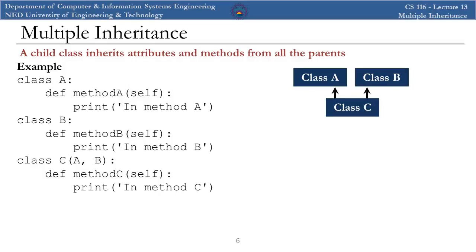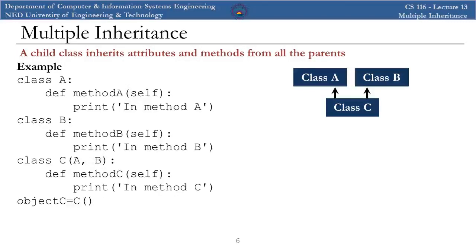So now if I instantiate an object of class C like this, that means this object is inheriting all the methods and attributes of the parent classes. So method C is accessible because that is part of class C. Apart from that, method B is also accessible to object C because class C is inheriting that class.